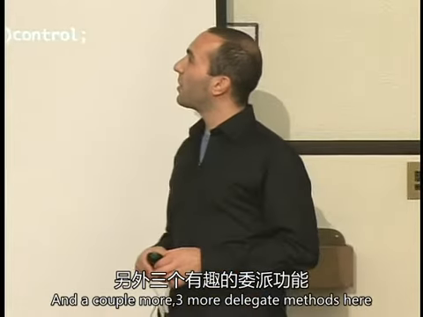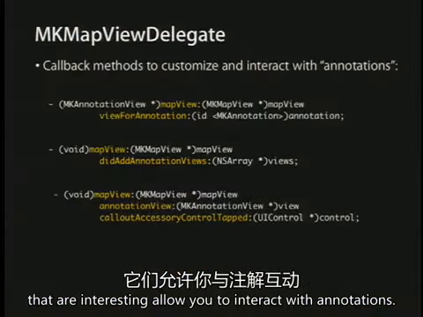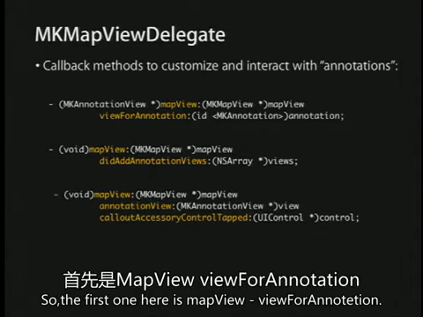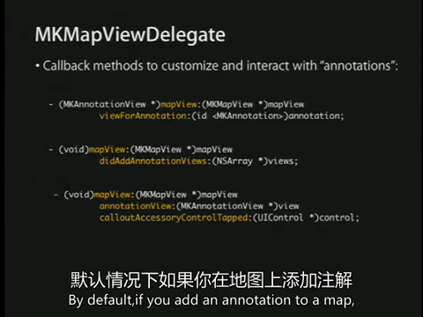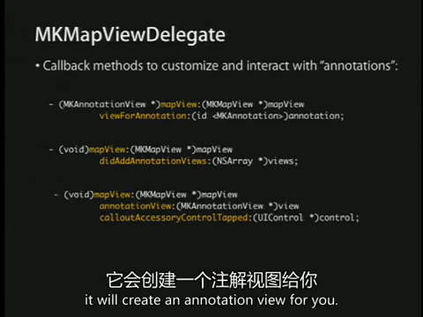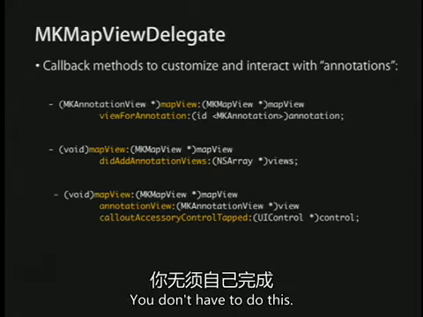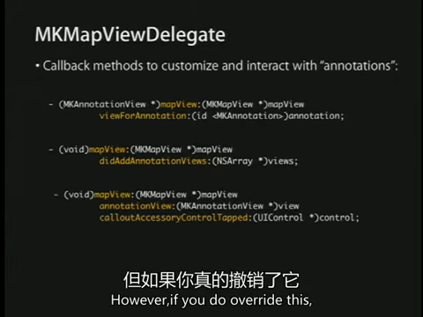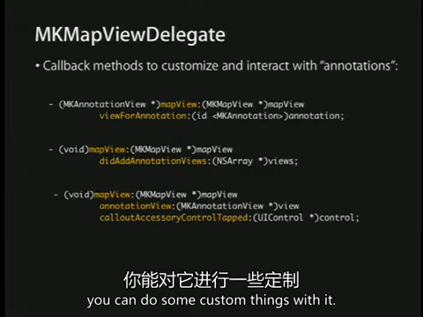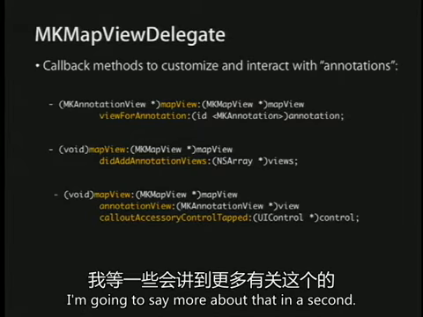And there are three more delegate methods here that are interesting, which allow you to interact with annotations. The first one here is map view for annotation. By default, if you add an annotation to a map, it will create an annotation view for you. You don't have to do this. However, if you do override this, you can do some custom things with it. I'm going to say more about that in a second.